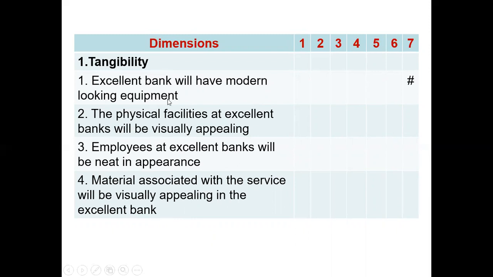Excellent banks will have modern looking equipment becomes: your bank has modern looking equipment. What is your perception? What do you feel? Do you feel that yes, your bank has modern looking equipment? If you think it has, you highly agree, then you will give 7. In between you can mark accordingly. For example, for this particular question item your expectation is 7, and you feel that your bank has modern looking equipment and you agree with the statement, let's say, by 5. So what is the difference? You are expecting 7, you are getting 5, so there is a gap of 2. It means your bank has to work on its equipment.